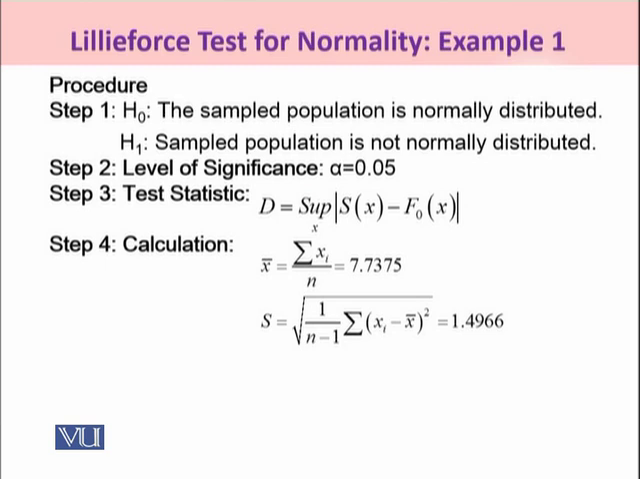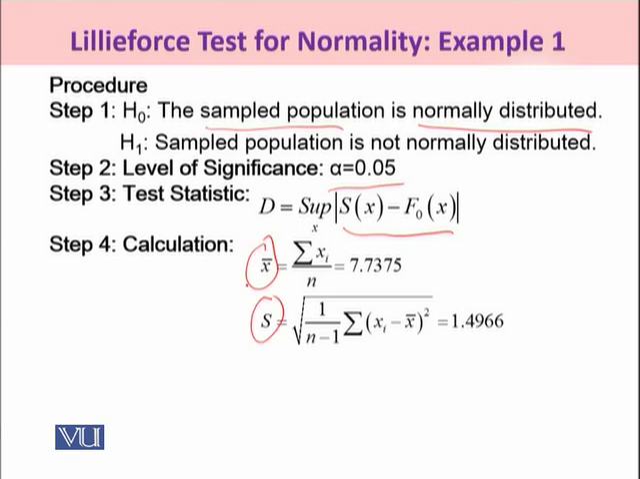So under the procedure, we assume under H0 that the sample population is normally distributed, whereas under H1, we would be assuming the statement that is being given to us, that the sample population may not be normally distributed. Alpha was given to us as 5%. Under test statistic, we need to calculate the maximum possible vertical difference between the empirical cumulative function and that of the standardized cumulative function. But before that, we need to calculate the sample mean and the sample standard deviation.